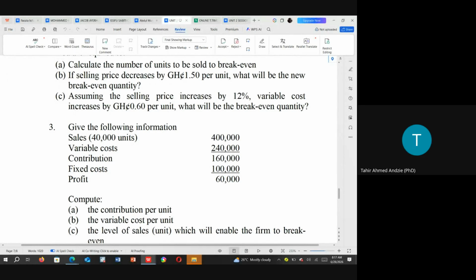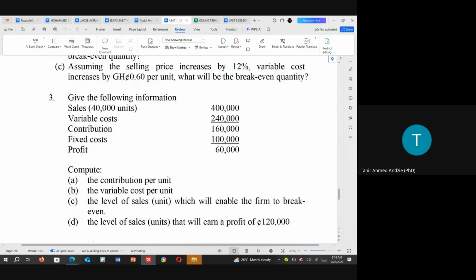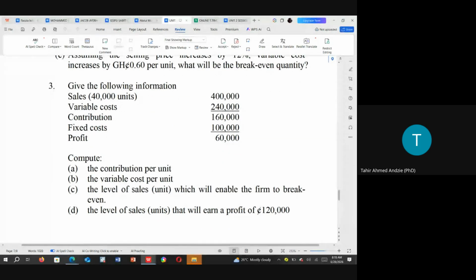Okay, so now you look at that. It says that the following information: we have sales of 40,000 units. You see, this information is about marginal costing. Do you remember the marginal profit statement? Sales less variable cost gives you contribution, less fixed cost gives profit. This is all that we are doing. The question says that with this information, calculate the contribution per unit.